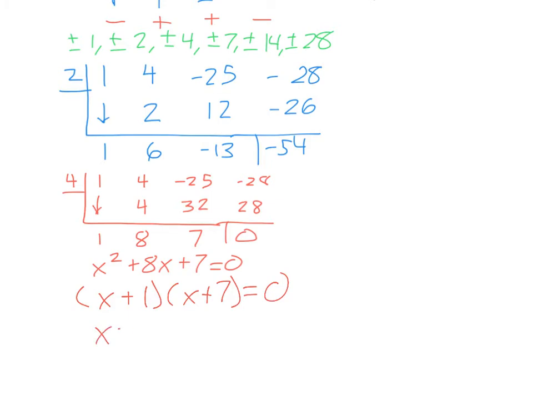So we get our answers are, and I'm going to put them in order, -7, -1, and don't forget the one we just found using synthetic. x could also equal 4. All right, so it turns out there were 2 negatives and 1 positive. The degree was 3, so we have to find 3, and we did.